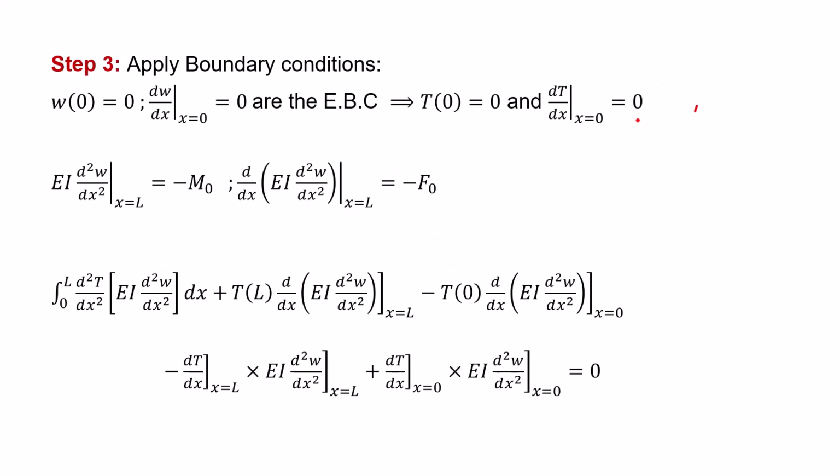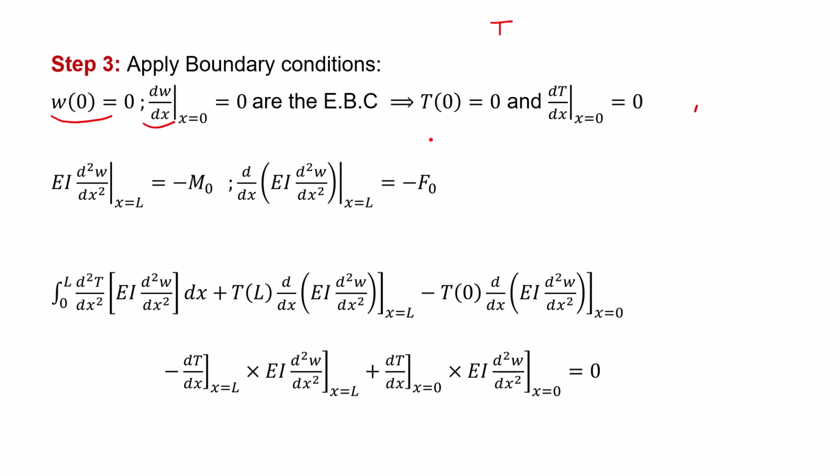The third and last step for finding the weak form is applying the boundary conditions. As you know, the essential boundary conditions are applied on w and also dw over dx, which is the rotation. And we know that for the cantilevered beam that we are talking about now, both of them are 0. And we use this t as the weight function for approximation.